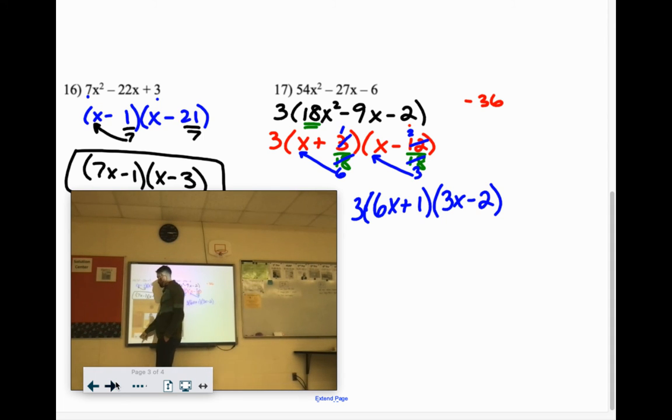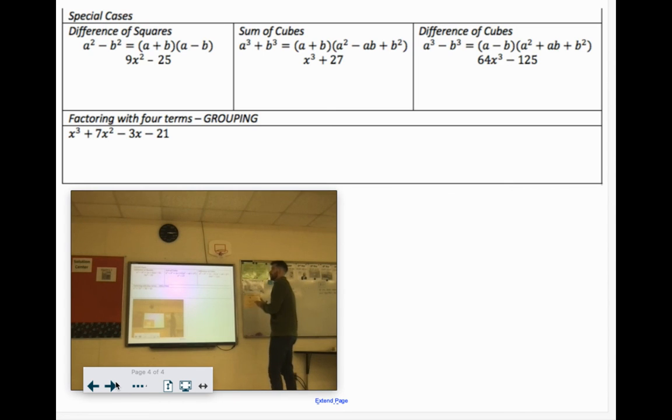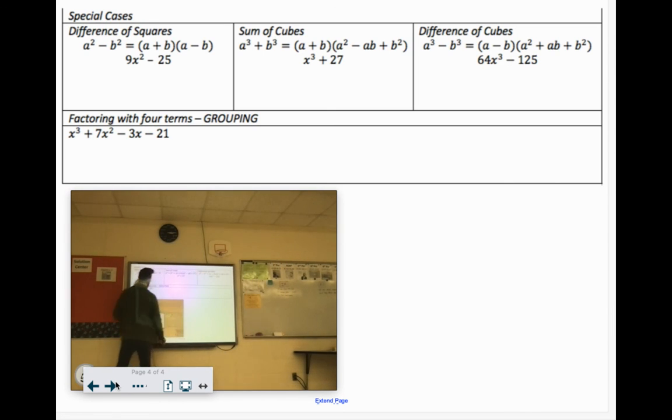Sweet. Last thing we're going to talk about is the difference, or the sum and difference of cubes. We already did the difference of squares. 9x squared minus 25. In fact, I think we did that exact problem. It's 3x plus 5 and 3x minus 5.